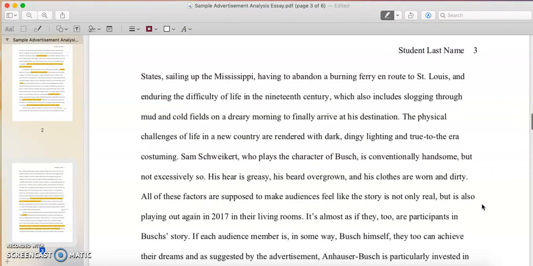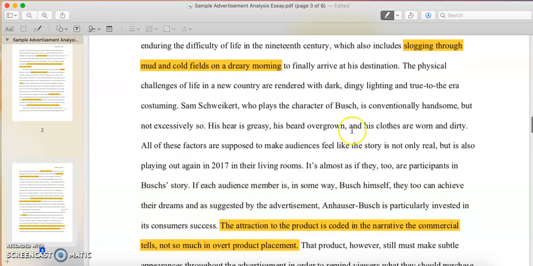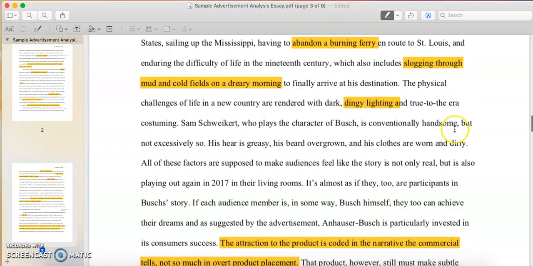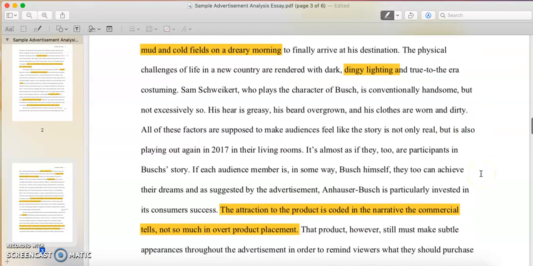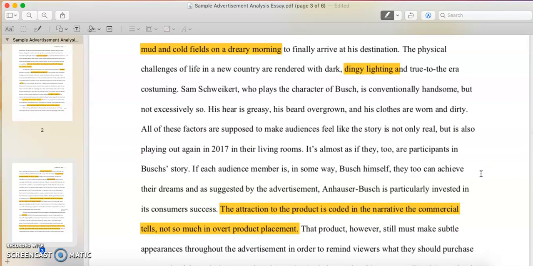They have accounted for details like, I do here with abandoning a burning ferry, slogging through mud and cold fields on a dreary morning, dingy lighting. These are all concrete details happening in the commercial that I need to explain somehow. Assume that your audience needs things explained to them. They know the commercial, they know what it's about, but maybe they need the significance broken down for them.